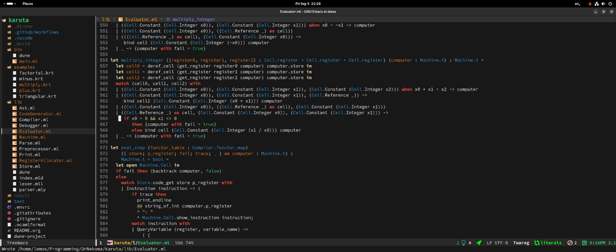If the division is inexact, it should also fail. Yeah, it's because this is div. Okay, yeah, this is integer multiplication.